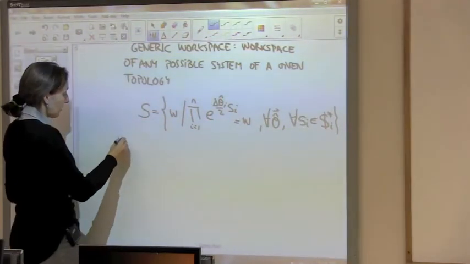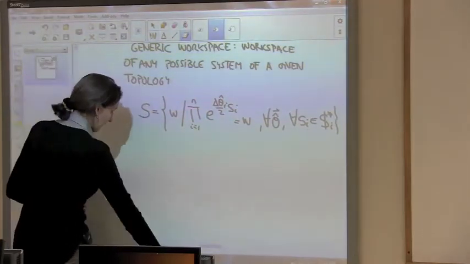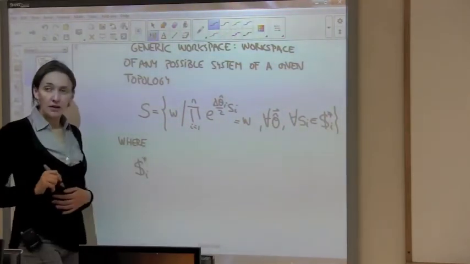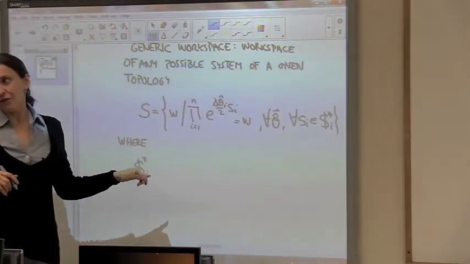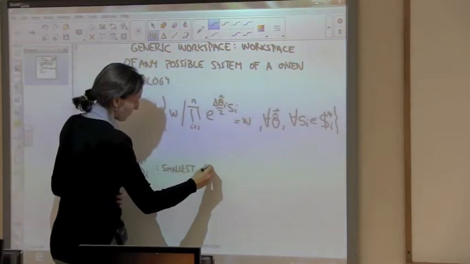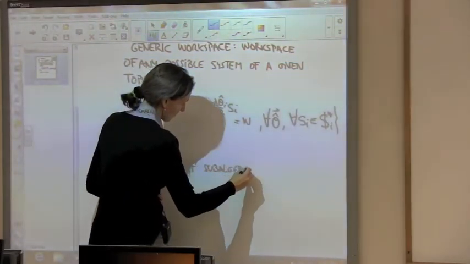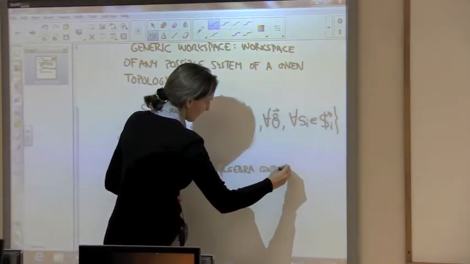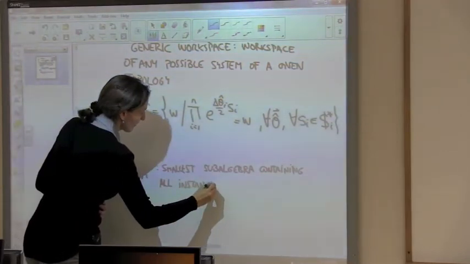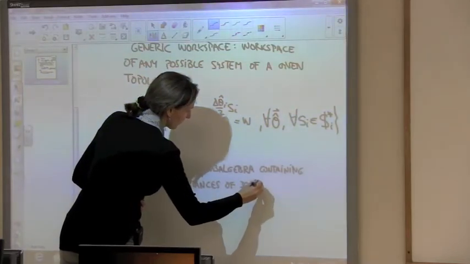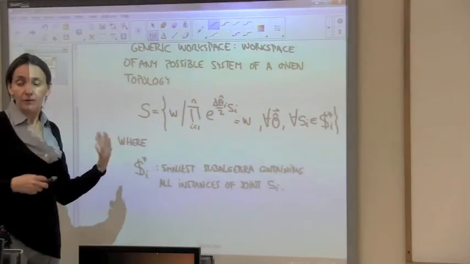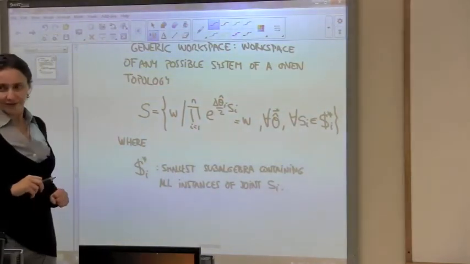So let us define those S_i, where this S_i is the smallest subalgebra containing all instances of joint S_i. So for each joint, you can define the smallest subalgebra containing all possible joints of that kind, with whatever restrictions you have. It's big, okay?